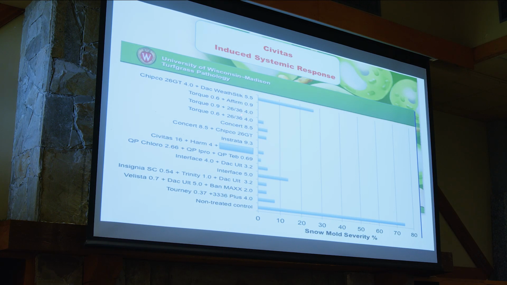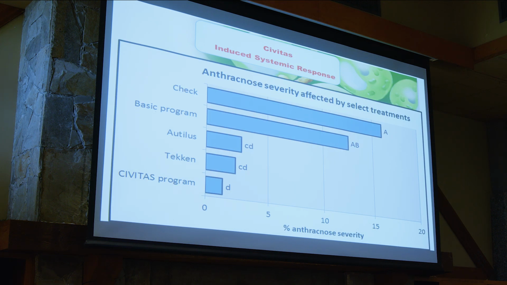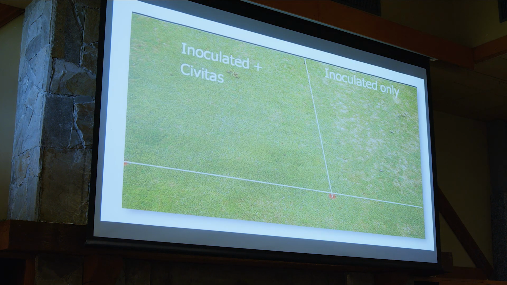That's the control there. What are we looking at here? Snow mold severity. That's the control level of disease. A whole range of fungicides there, which we don't have. But the Civitas with the harmonizer, very good at reducing disease. And that's just by stimulating these defenses we're talking about. Likewise with anthracnose, just by stimulating these defenses before infection, you're going to get a good reduction. And you can see the differences there.